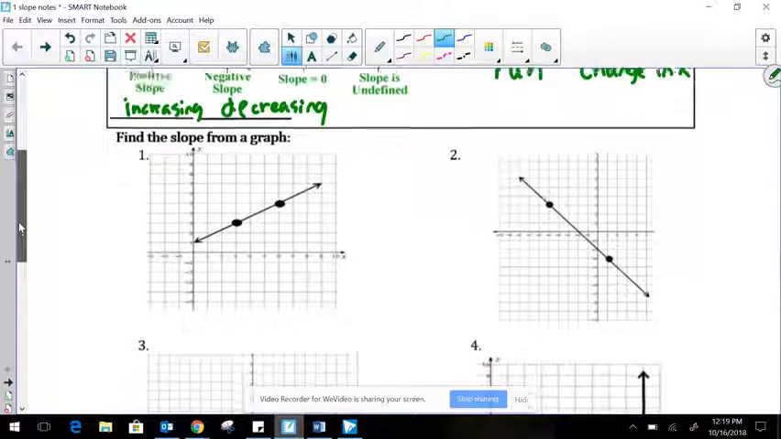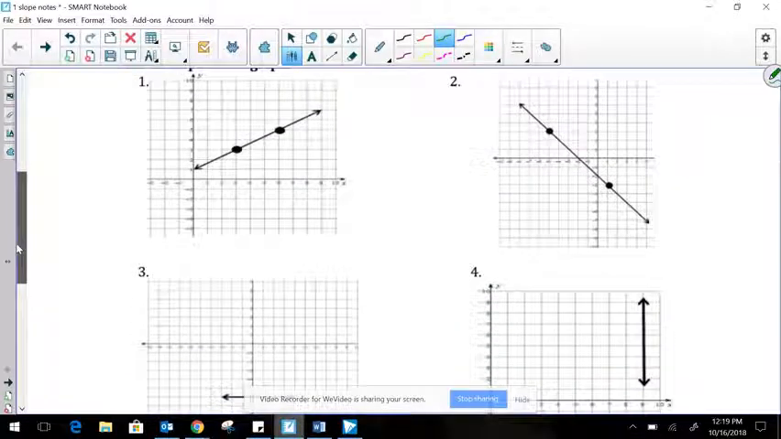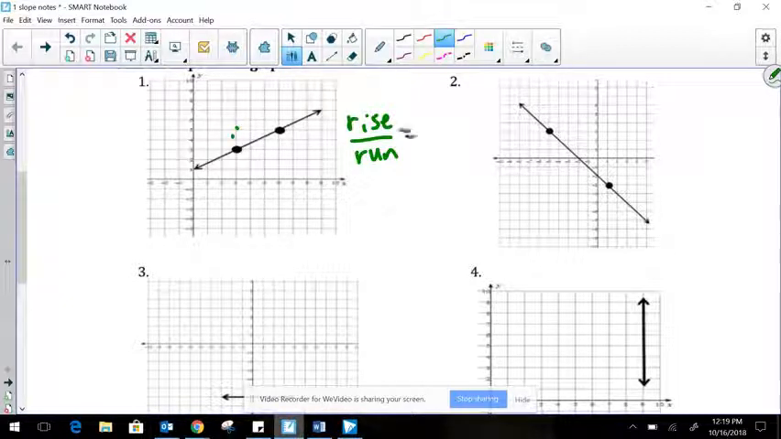We have 4 graphs down below that we're going to find the slope of. This first graph here, we have 2 points. You're always starting with the point that's the most left on the graph. So that's this guy right here. So I have my rise over my run. I'm starting at this point and seeing how many lines I have to go up to be even with this point. So I'm going up 2 lines. So up, that would be positive. So positive 2.